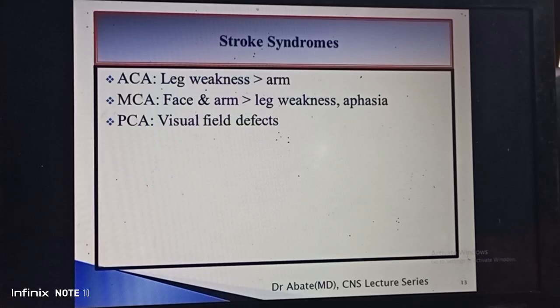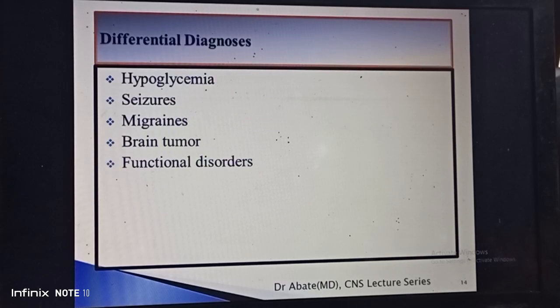In the case of middle cerebral artery circulation, the weakness is more pronounced in the face and arm as compared to the lower limb or leg, along with aphasia. The other thing is posterior cerebral artery circulation stroke, in which patients might present with visual field defects. So either total loss of vision or visual field loss in certain parts of the visual field could be the presenting symptom of the patient in posterior cerebral artery circulation stroke.